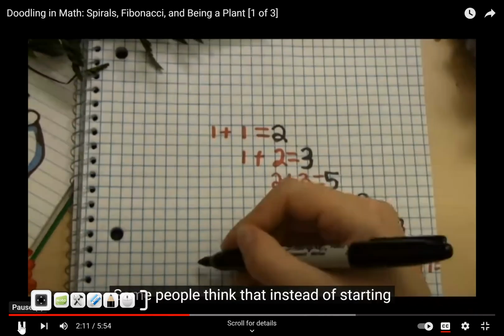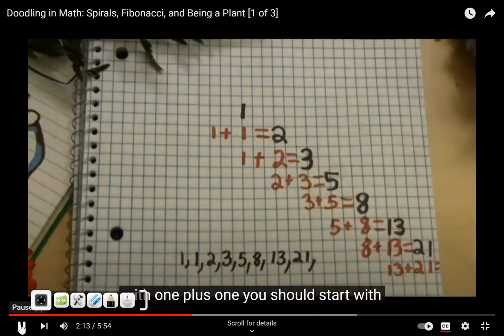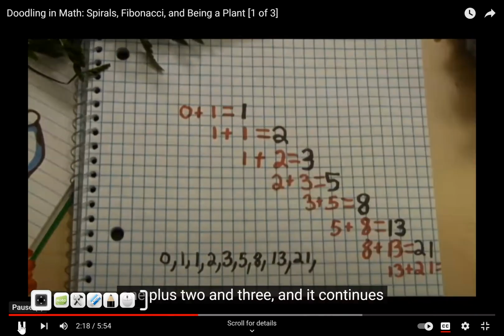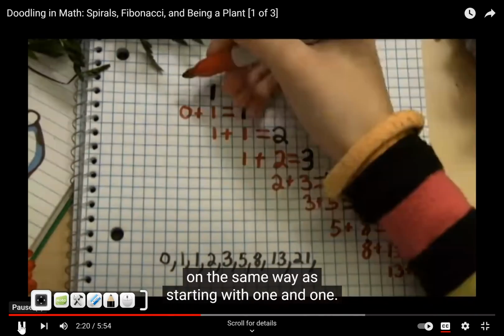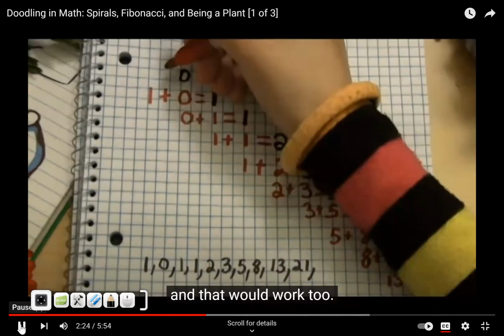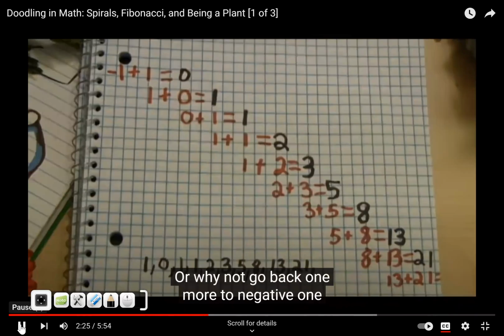Some people think that instead of starting with 1 plus 1, you should start with 0 and 1. 0 plus 1 is 1, 1 plus 1 is 2, 1 plus 2 is 3, and it continues on the same way as starting with 1 and 1. Or I guess you could start with 1 plus 0, and that would work too. Or why not go back one more to -1, and so on.